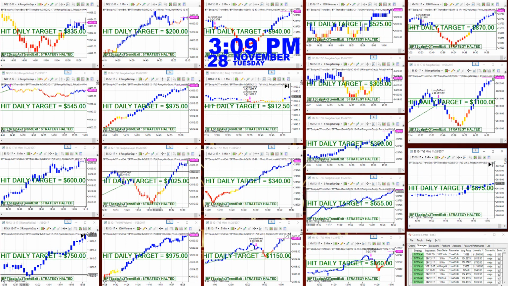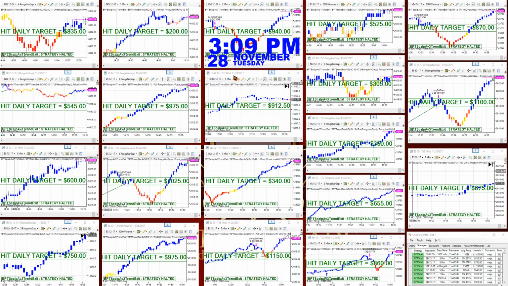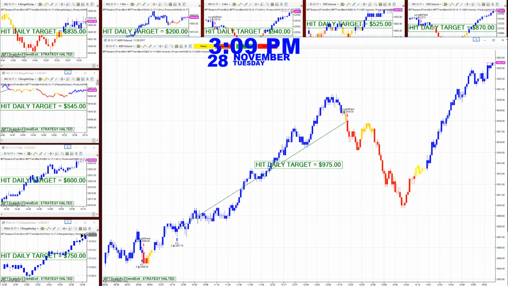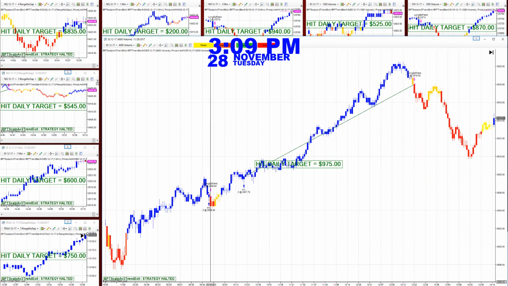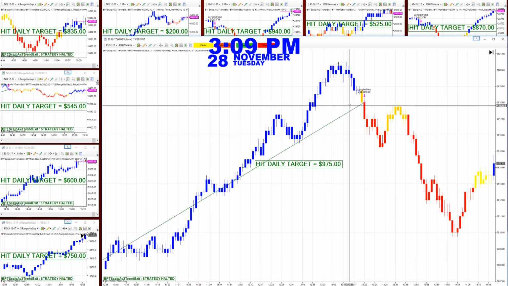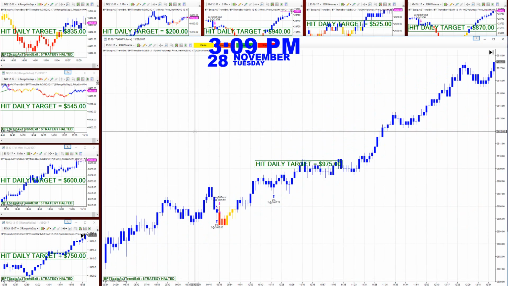Let's take another example here. I'm looking for something a little bit bigger time frame. Let's take the ES on 4,000 volume. This is a mid-size as well. I don't care about that. I want to see the stop loss.